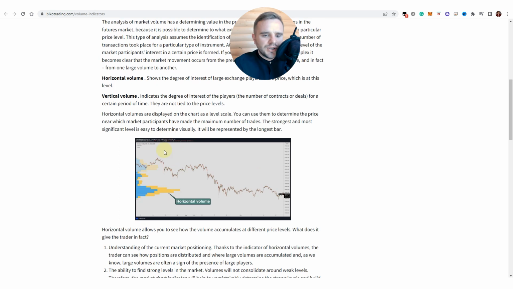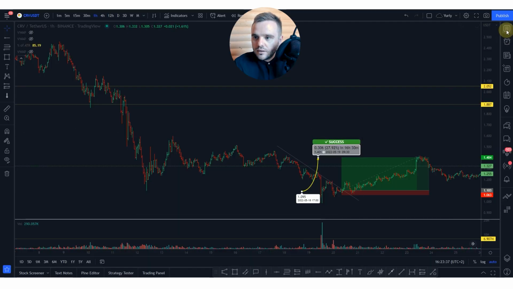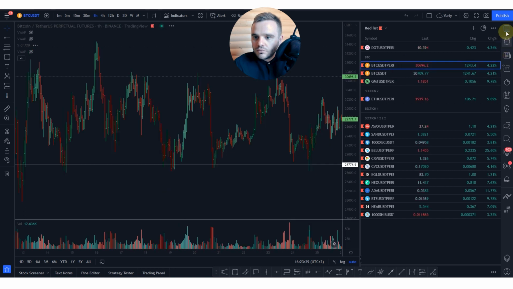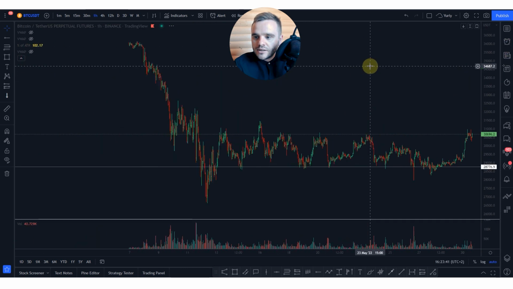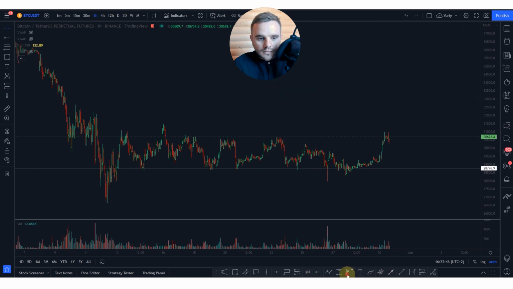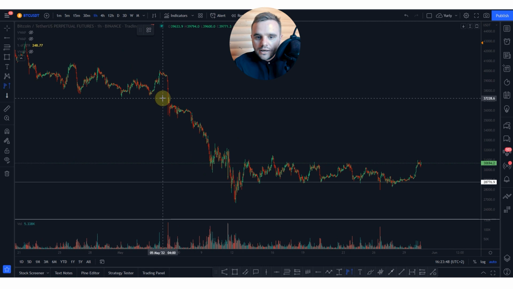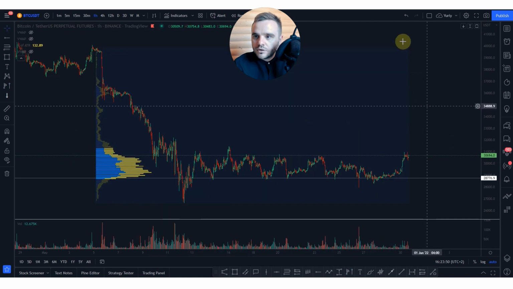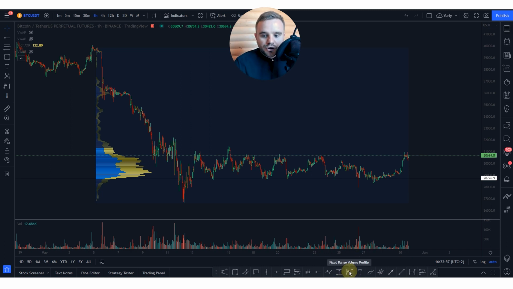This stuff is interesting, especially for people that do trades. Let me show you an example of how horizontal volume works. We open Bitcoin, and here is how we analyze horizontal volume. Pay attention at this moment. What we do, I use an indicator on TradingView. It is called fixed range volume profile. It shows me horizontal volume.